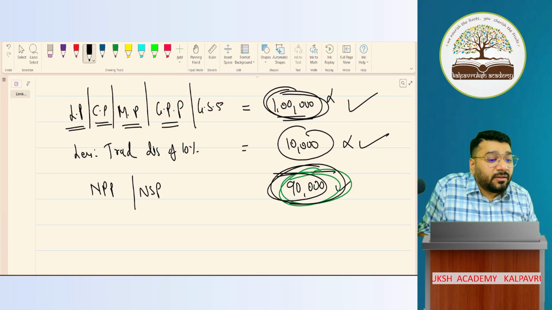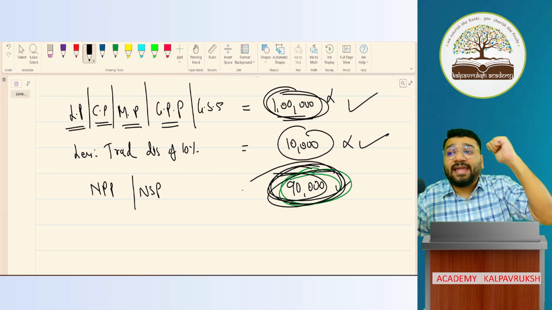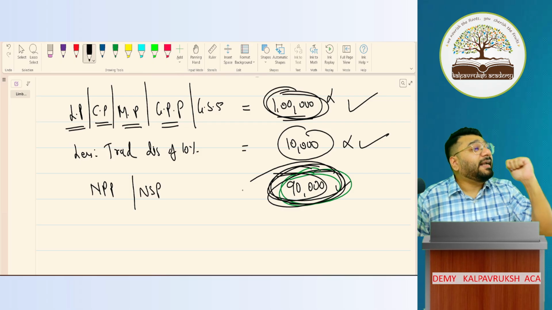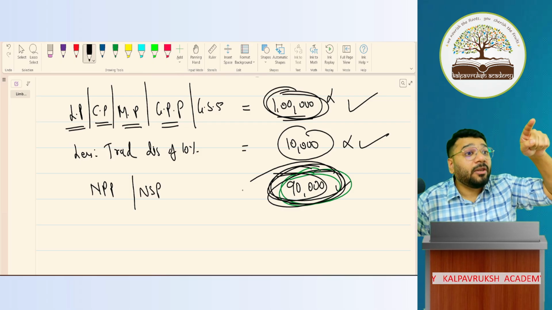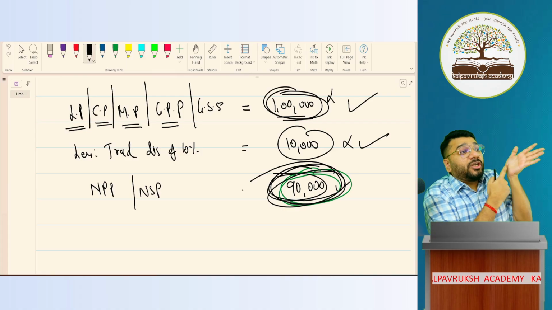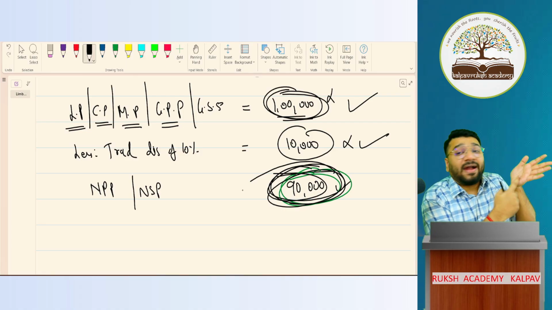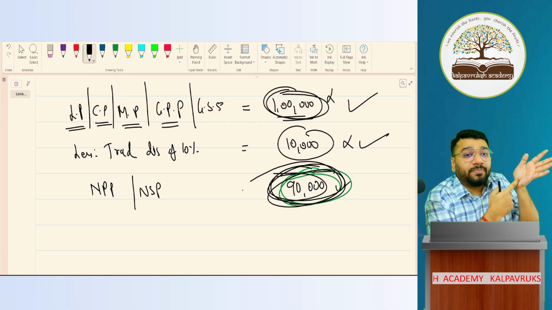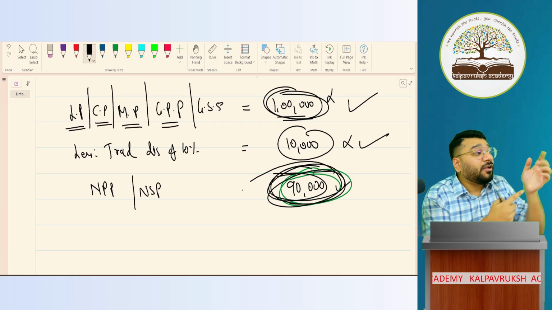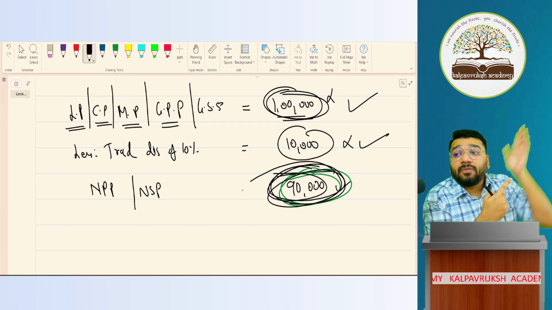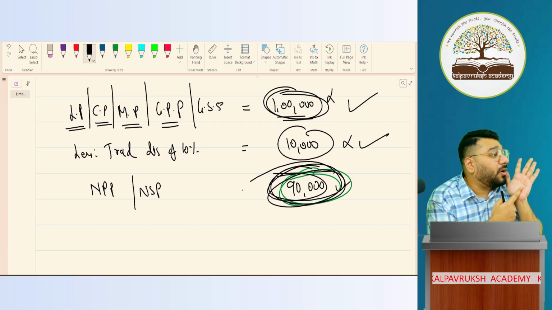This evidence of 90,000 rupees, where will I get? On the bill. So in the bill, they mentioned that the final agreed price is what? 90,000 rupees. So that is proof that for a seller, this 90,000 is income and for the buyer, it is expenditure. Got it, not got it?